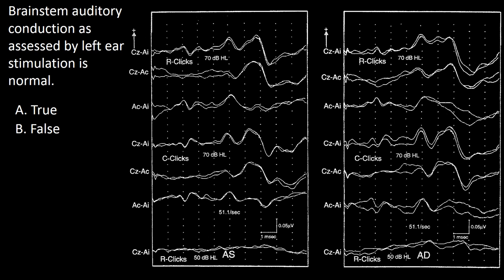The first question is: brainstem auditory conduction as assessed by left ear stimulation is normal. A true, B false. Please take a look at this frame, stop the video and give yourself time to answer this question. Once you have reached a conclusion, and not before, roll the video again.